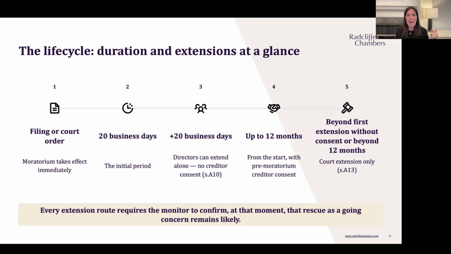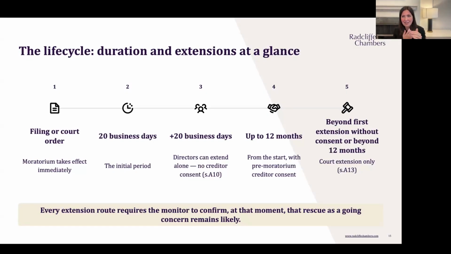So the ones I did in May were really awkward because you've got all the bank holidays, but they are 20 business days. So you can't neatly count down on a calculator week by week always. You obviously can sometimes if there are no bank holidays. So you get 20 business days to start with. Then, pursuant to section A10, the director or directors can extend without the need for creditor consent for a further 20 business days.